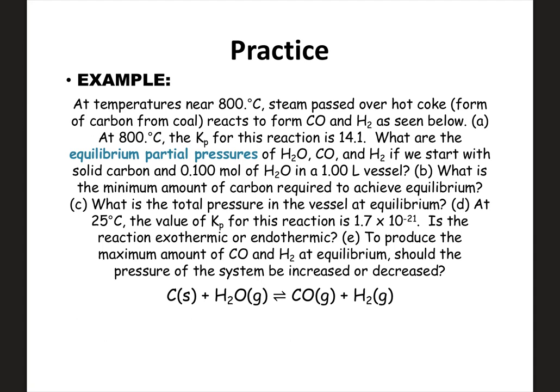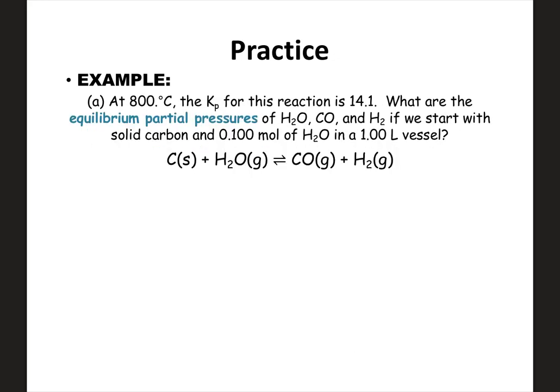But they're basically telling you that at temperatures of 800 degrees Celsius, steam is passed over hot coke, which is a form of carbon from coal, and it reacts to form CO and H2 as you see below. Then it goes through different questions. We'll go through each of these one at a time, give you a chance to try these and then see how you do.